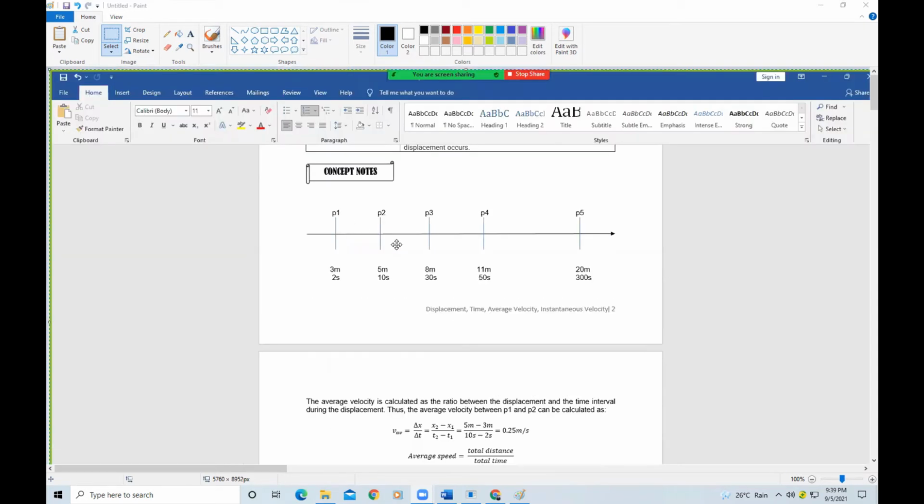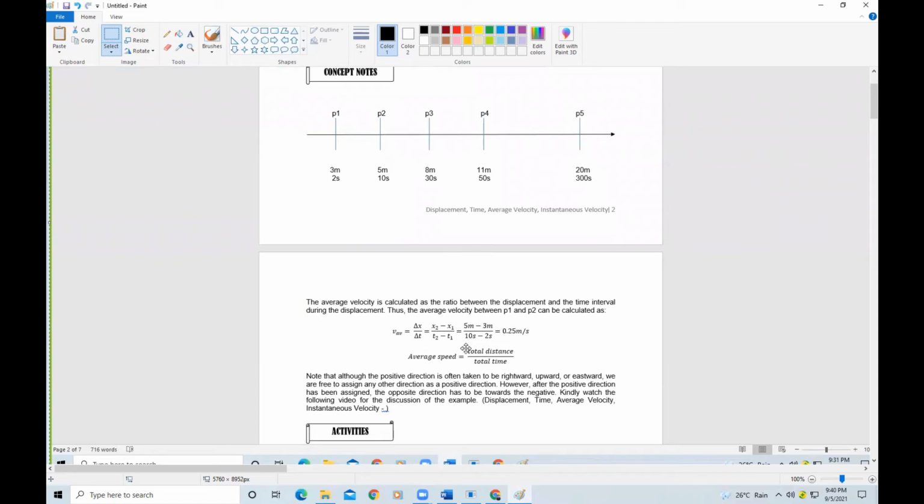So P1 is at a distance of 3m, then P2 is at a distance of 5m. So let us read the other points. We have P3, 8 meters, P4, 11 meters, and P5 is 20 meters. Then for the time, point 1 has 2 seconds, P2, 10 seconds, P3, 30 seconds, P4, 50 seconds, and P5 is equal to 300 seconds.